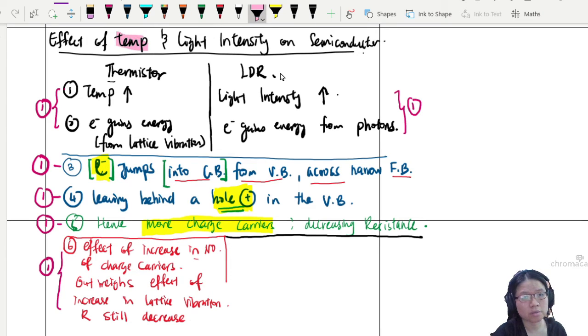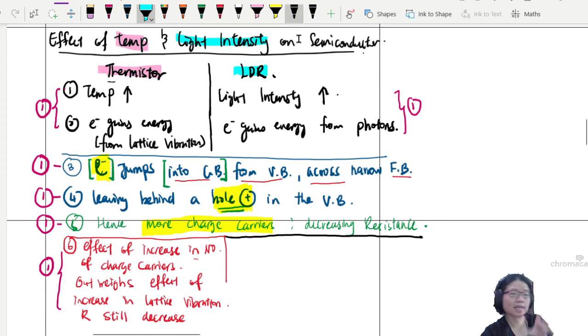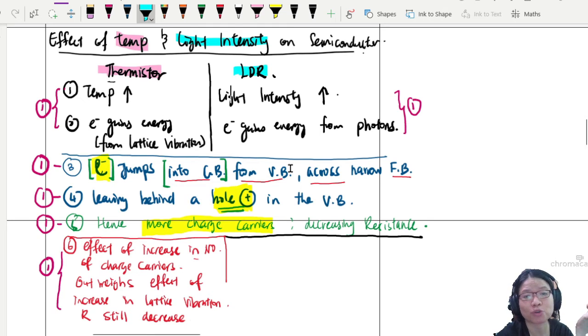Temperature on thermistor, because these are all still semiconductors. Light intensity on LDR. Okay, so the starting point is a bit different, but after that, when you talk about band theory, for example, the electron will jump into the conduction band, leaving a hole behind, so we have more charge carriers. And the effect of the increase in the number of charge carriers will outweigh the effect of the increase in lattice vibrations to the resistance.